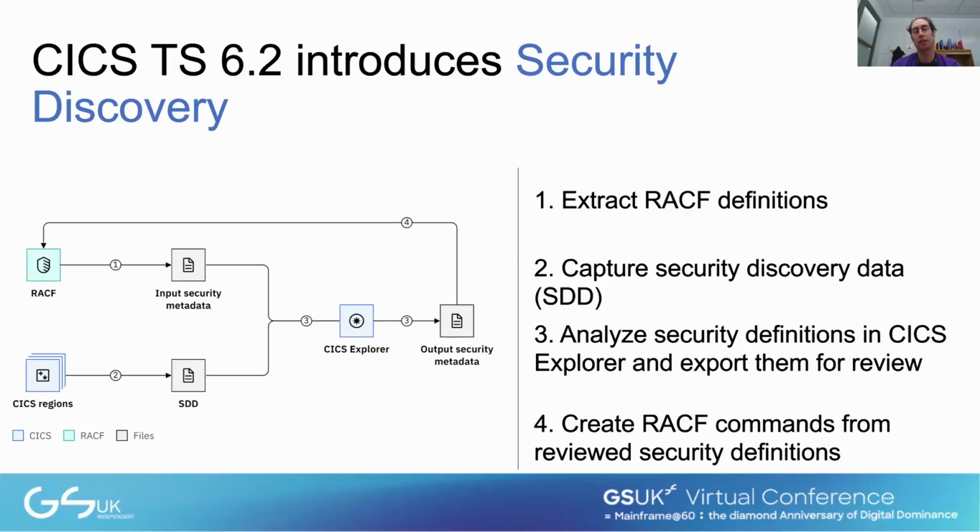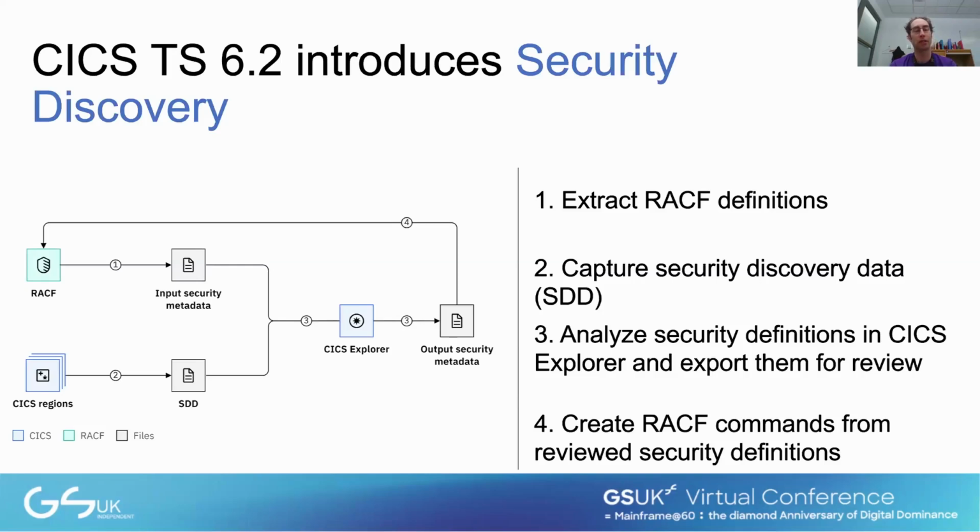After that, you can capture security discovery data from CICS. So that's by activating security discovery within your CICS regions, and that will analyze all the security calls that are made and all the security calls that would have been made if security was active.